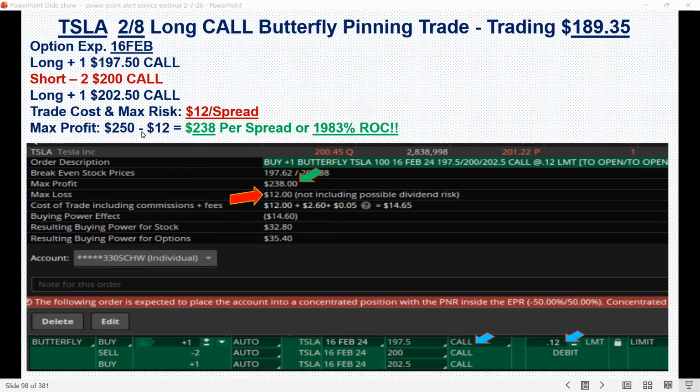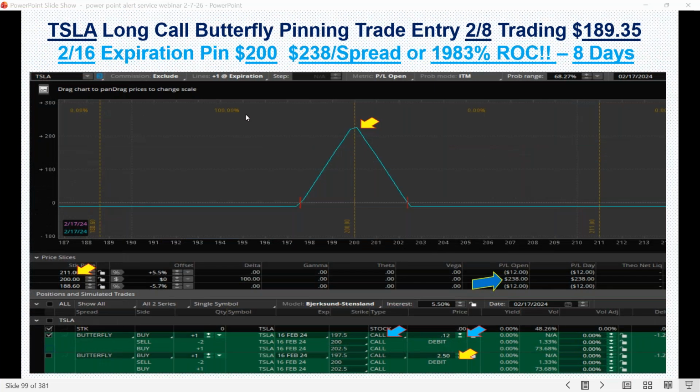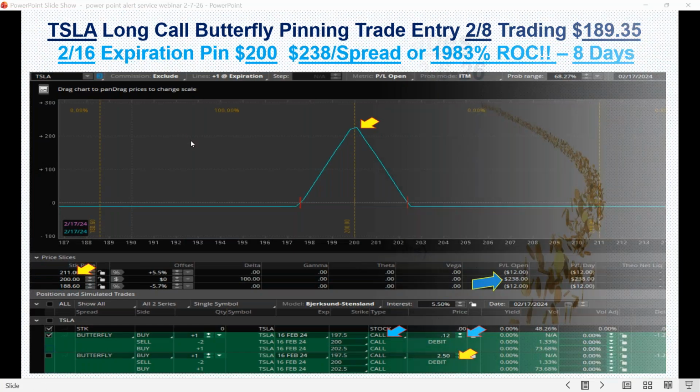Now we're scaling out on these trades, but here's where it went out right there going into the close. And this was on Tesla. So it went out right there to the penny. This is pretty amazing, right at 200. So it went from $12 to 250. So there's our profit of 238 on that risk of 12, 1,983% return on that Tesla pin.